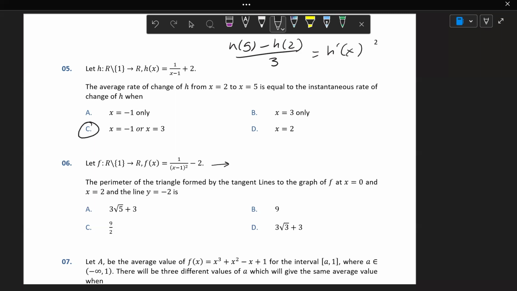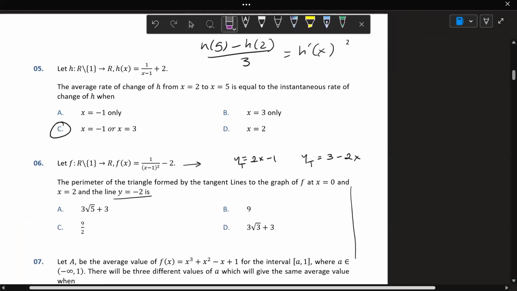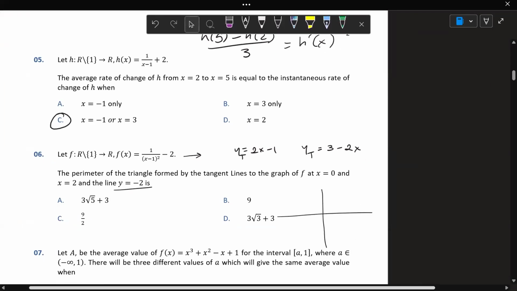The tangent line at x equals 0 is y equals 2x minus 1. And the tangent line at x equals 2 is y equals 3 minus 2x. And then the final line is y equals -2. So if we just look at this real quick, the graph looks something like this: y equals -2, and 2x minus 1.